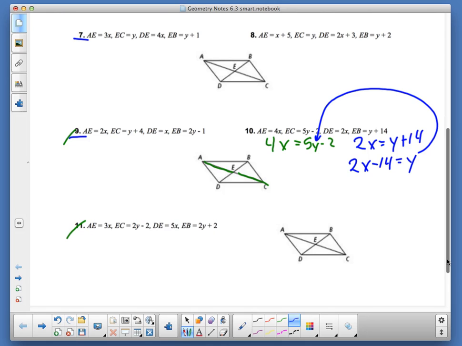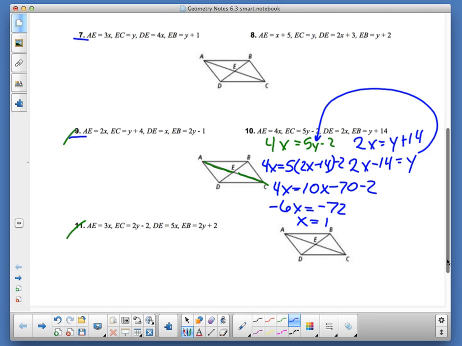So I have 4x equal 5 times the quantity 2x minus 14, minus 2. This ends up being 4x equal 10x minus 70 minus 2. And I'm going to subtract 10x, negative 72, and x is positive 12. Okay, when I'm done with that.